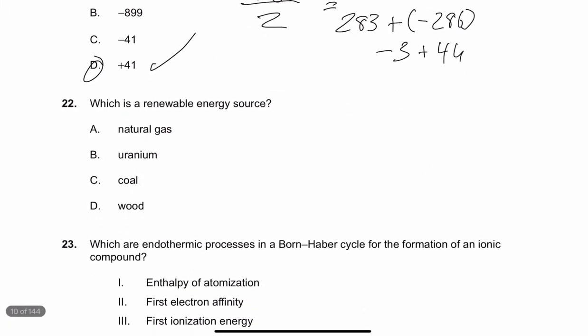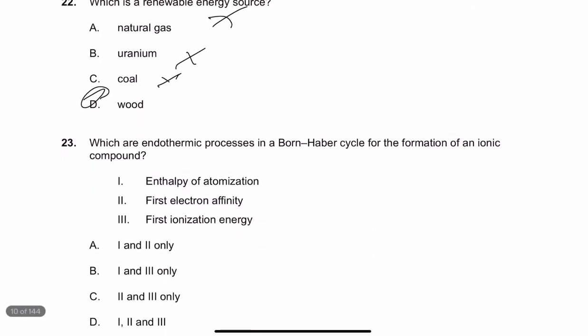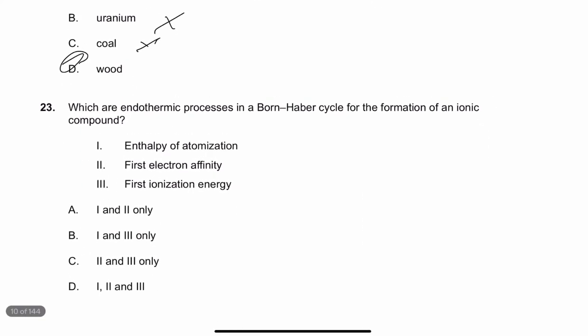Very easily done. Nice. Okay, which is a renewable energy source? Natural gas? Nope. Uranium? Nope. Coal? No. And wood? Yes, because we can grow wood. Very easy. 23. Which are endothermic processes in a Born-Haber cycle for the formation of an ionic compound?